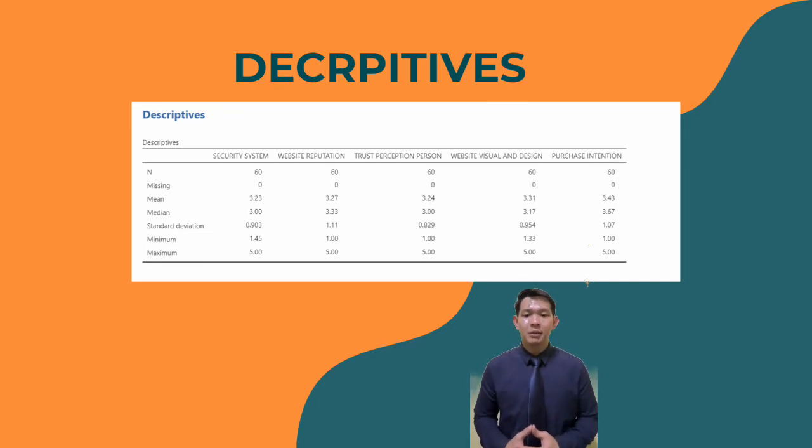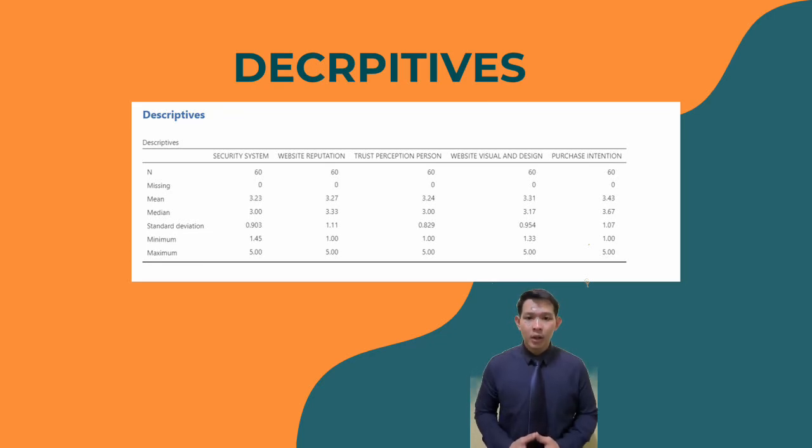This showed that respondents slightly agreed that the visual appearance and design of the website play an important role in influencing their perception. And lastly, purchase intention obtained the highest mean value, which was 3.43 with a standard deviation of 1.07. This indicates that among all constructs, respondents show the strongest tendency towards purchase intention.